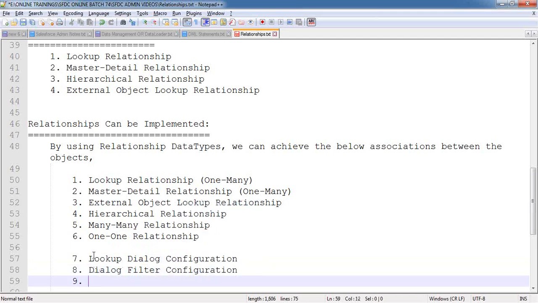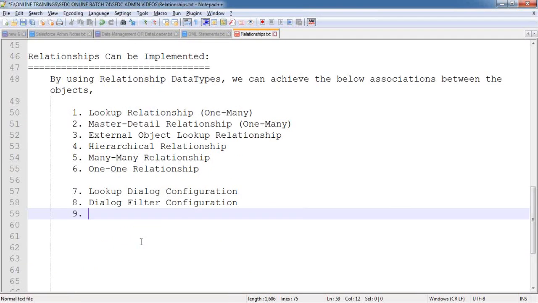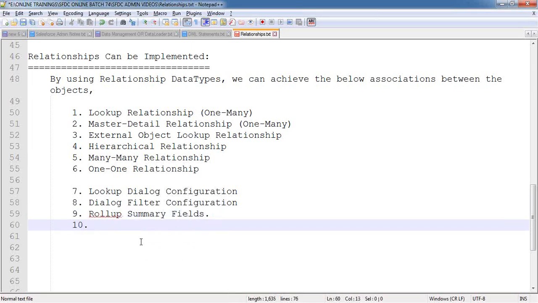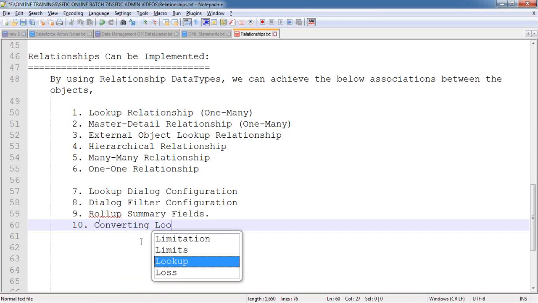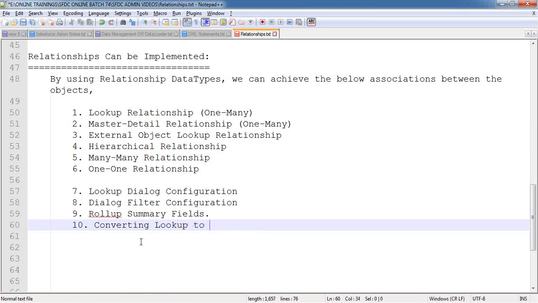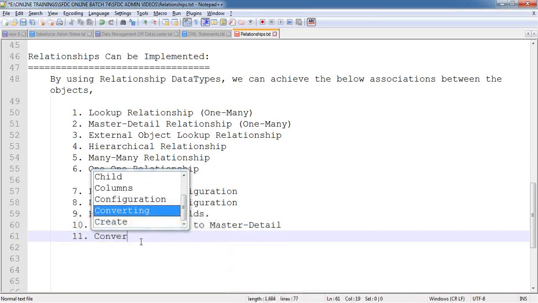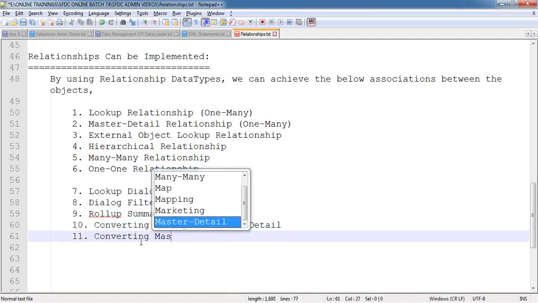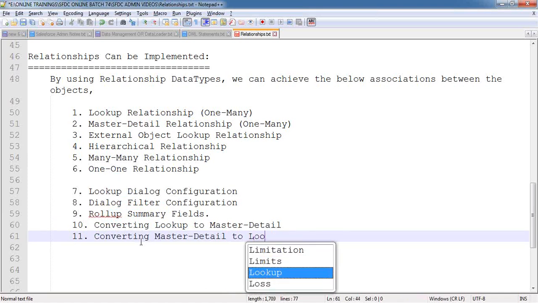And then we have a most important interview question called roll-up summary fields. What exactly are roll-up summary fields and what is their use? It's a most important question, and an important feature as well. Then we'll see the concept of converting a lookup relationship into a master detail, and how we can convert a master detail into a lookup relationship.